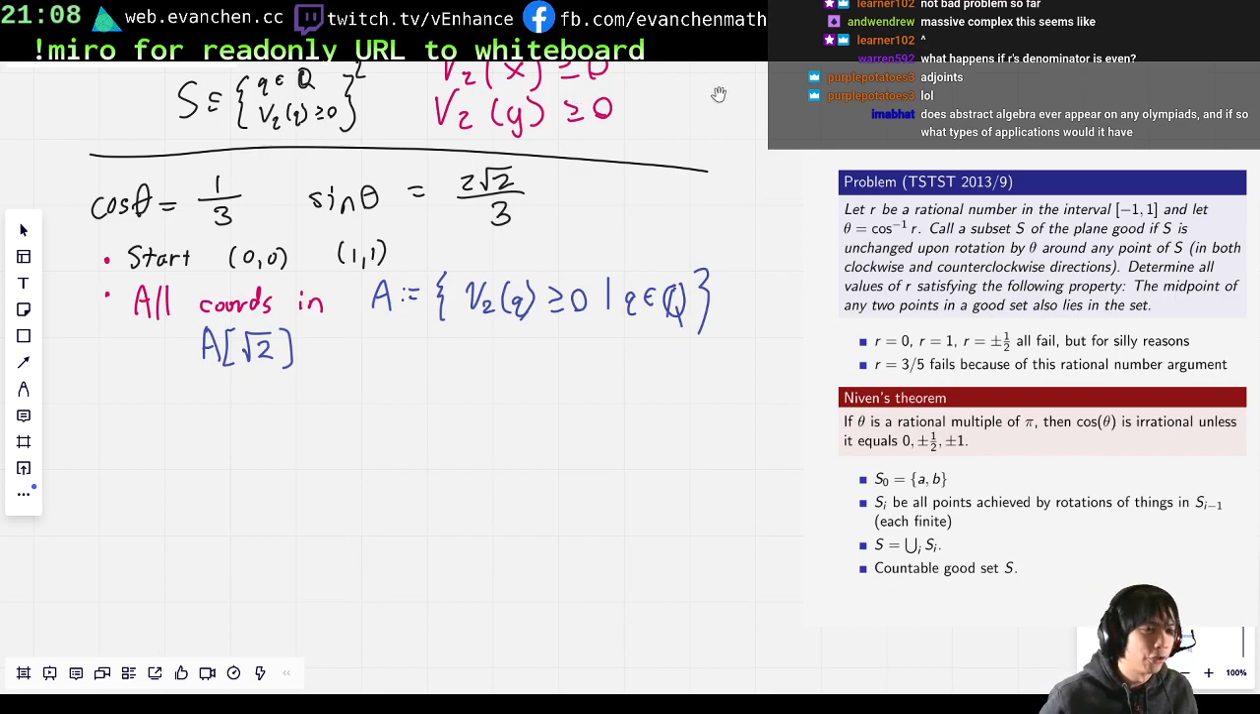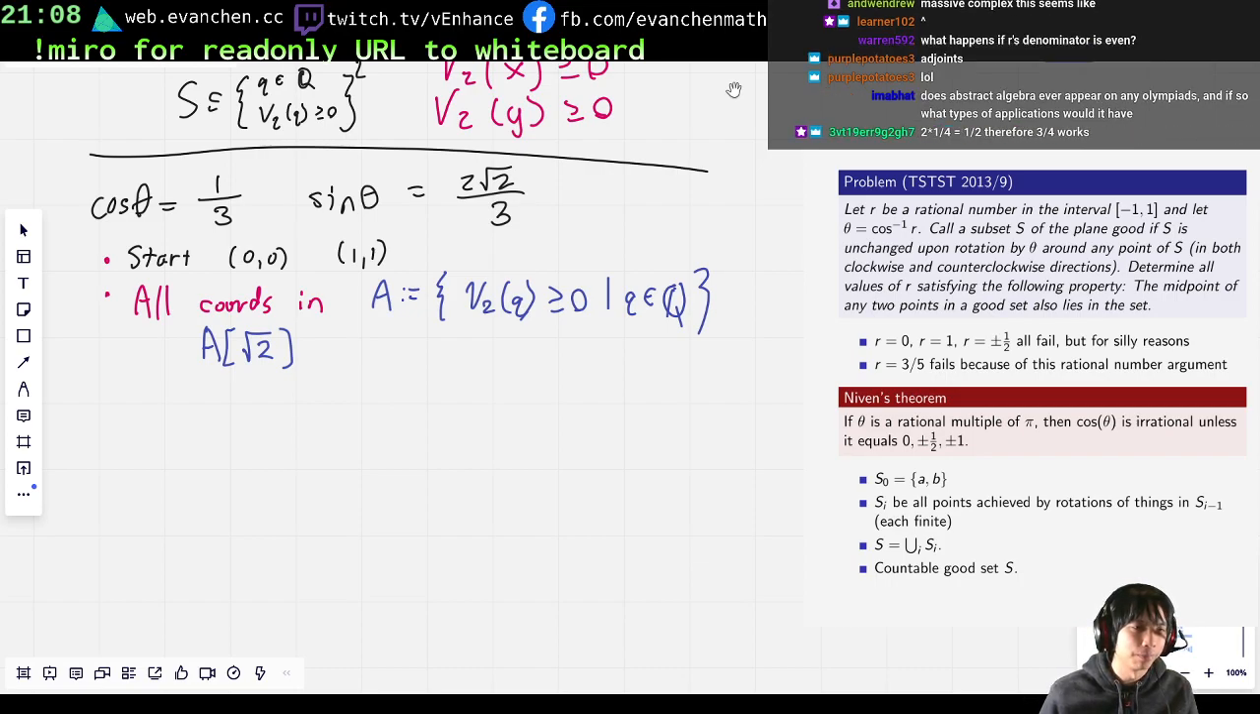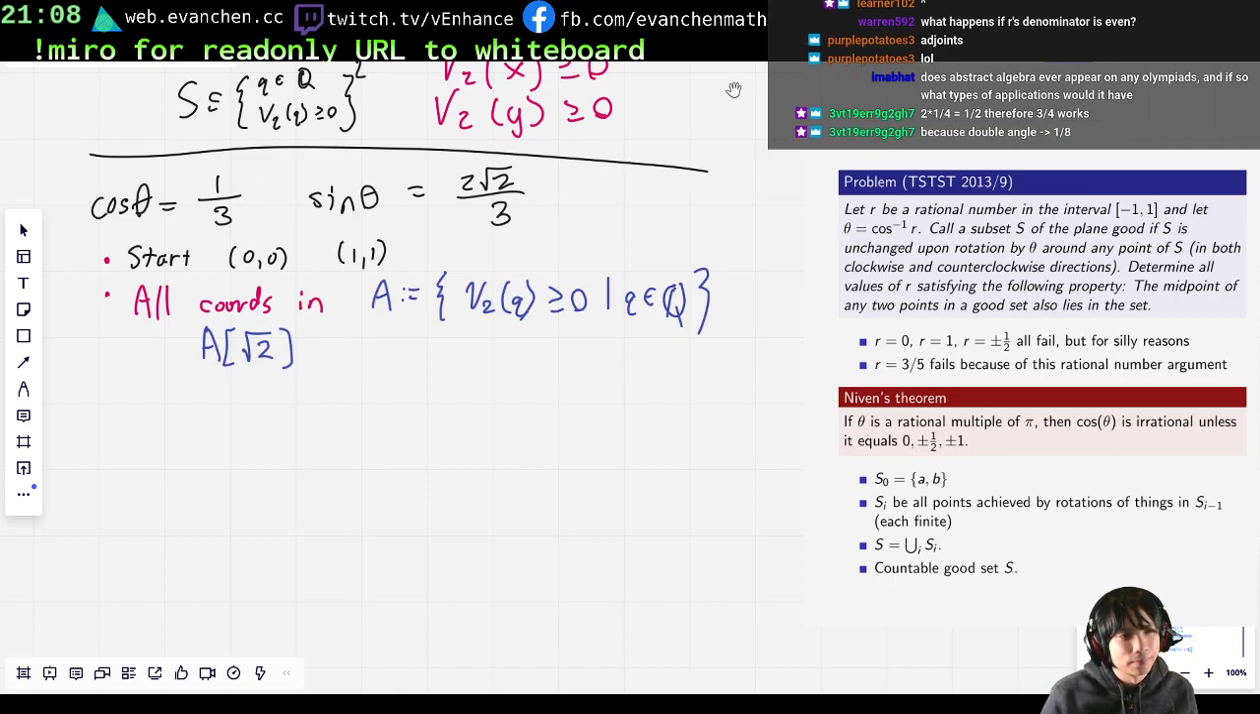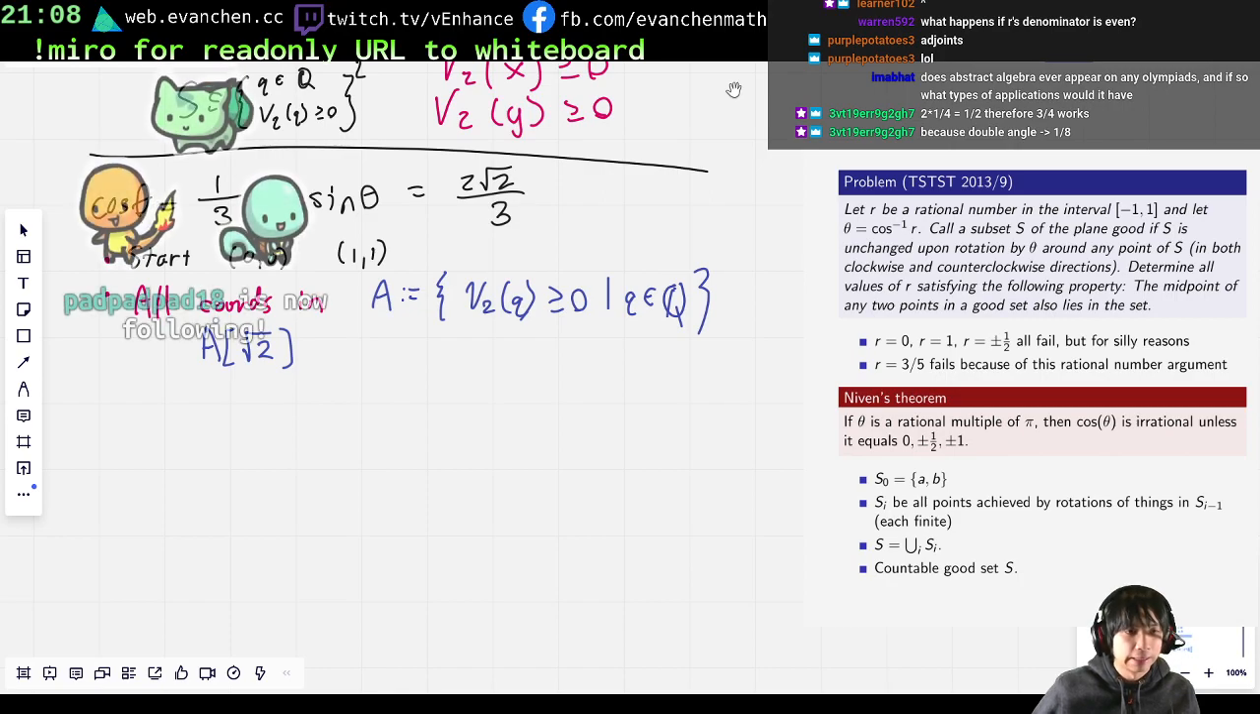Does abstract algebra ever appear on Olympiads? First of all, it depends on what you mean by appear. If you define it as required for the problem, the answer is almost never. But it does occasionally help with certain problems. It will usually not help in a super deep way, depending on context. If it does help in a strong way, it's very often algebraic number theory type things, I would say.